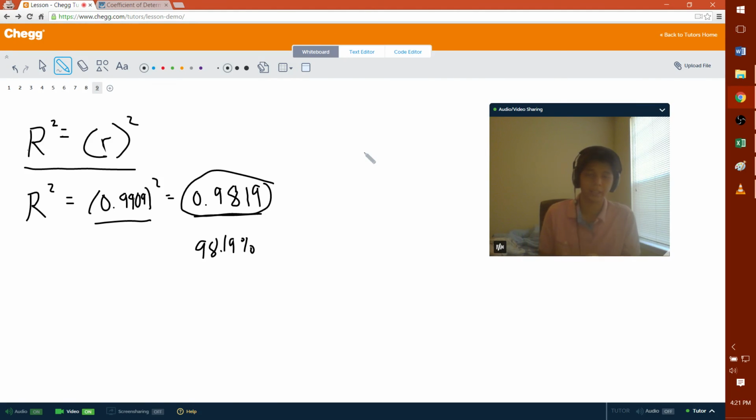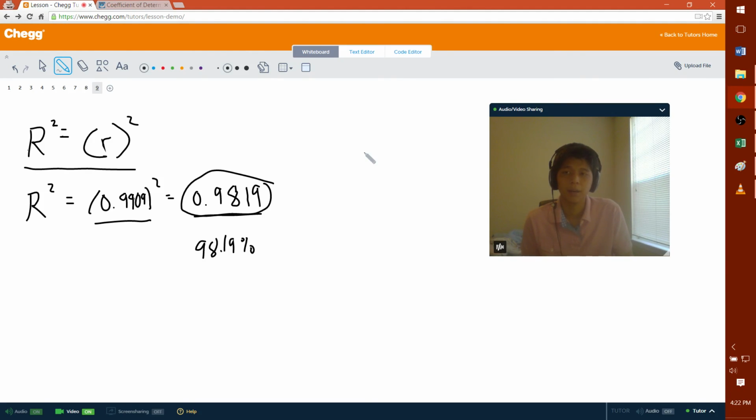Remember that if on a test or a quiz or homework, the R value is given to you by the problem, you can just square that and get the coefficient of determination. No need to go through all this mumbo jumbo. It's super easy. Just plug into your calculator, and there you have it.